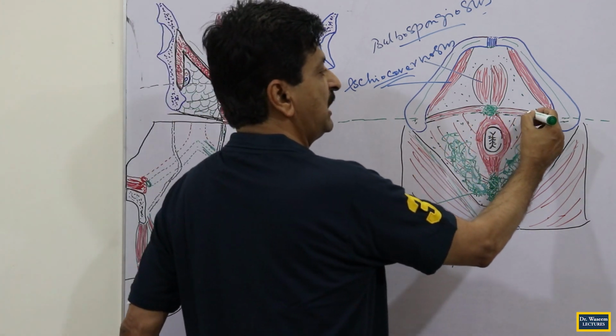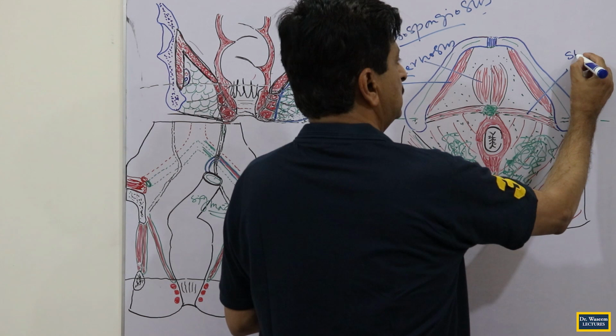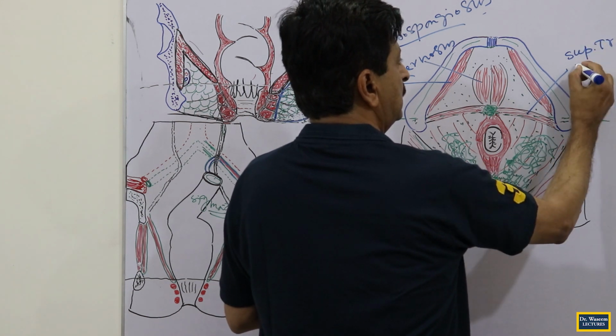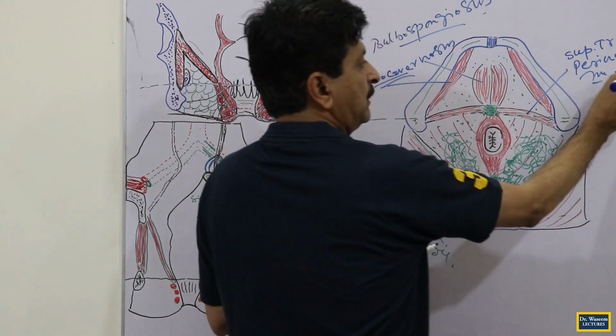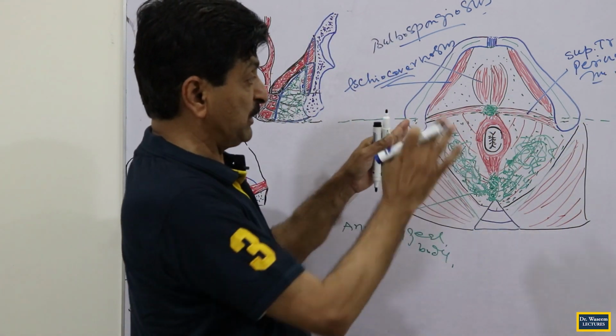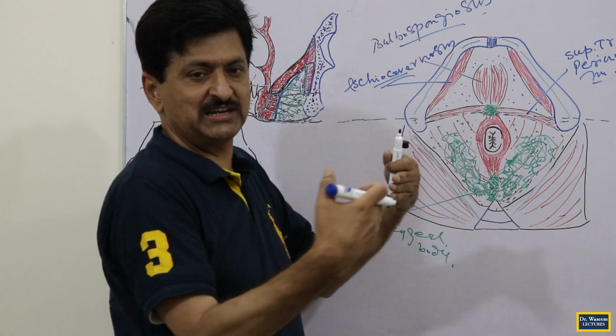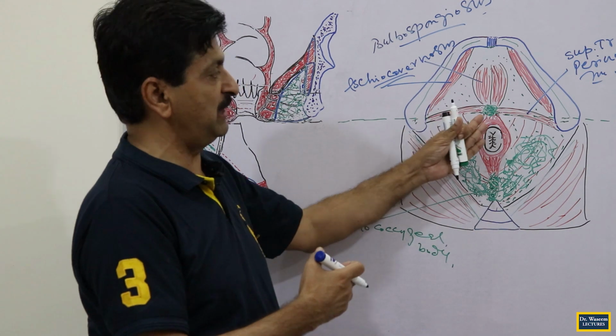This is another muscle. What do you call it? You call it the superficial transverse perineal muscle. This is also attached to the perineal membrane at the perineal body. And deeper to that, within the perineal membrane, is the muscle called the deep transverse perineal muscle, again attached to the perineal body.